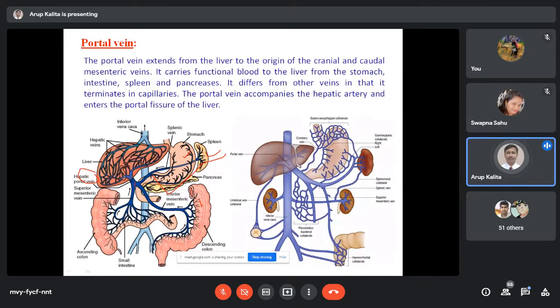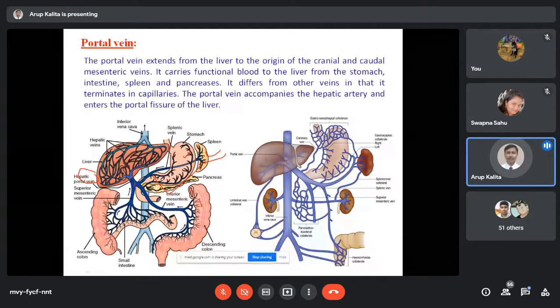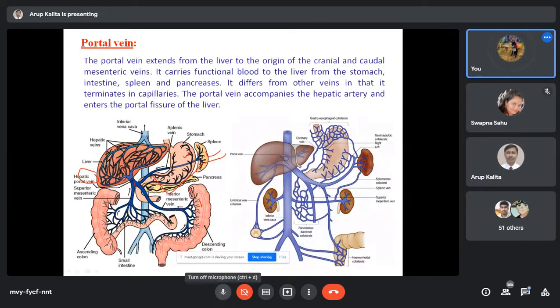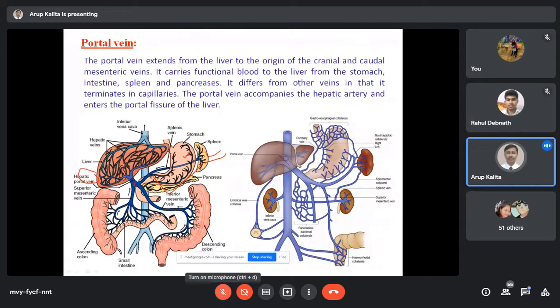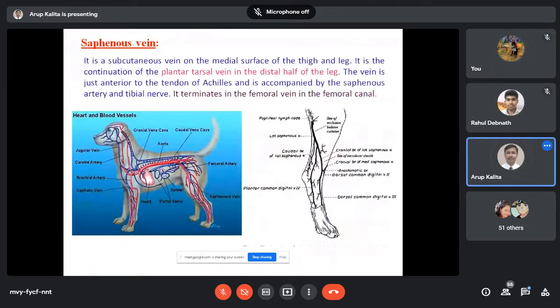Can you get it, the difference? Other veins and portal vein. Any query regarding portal vein? No, sir. Okay. Next, saphenous vein.